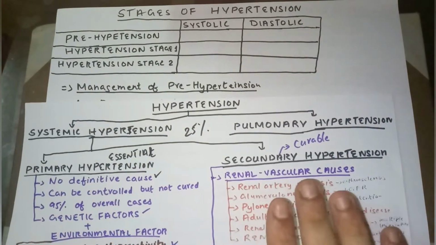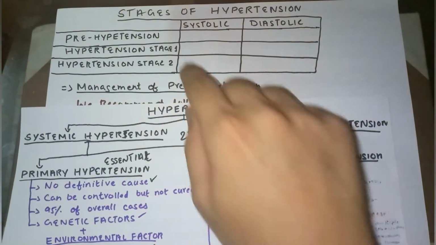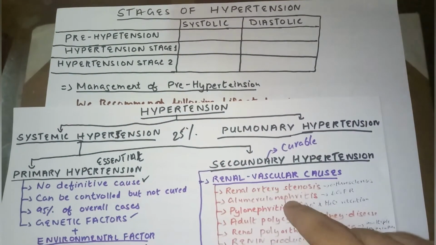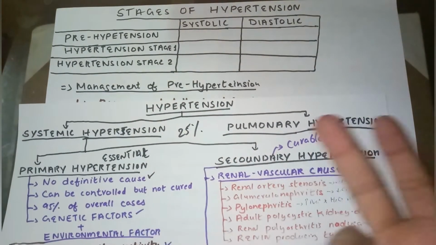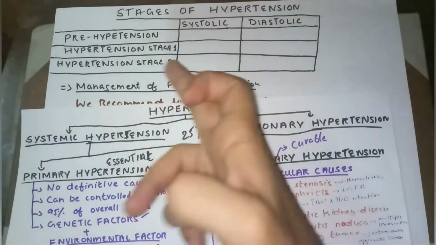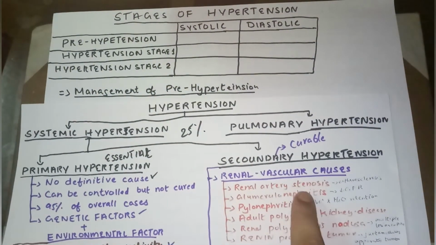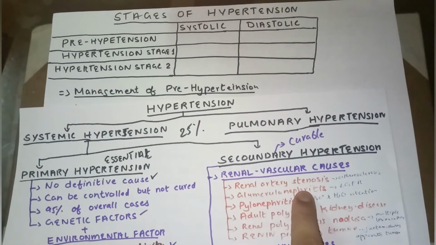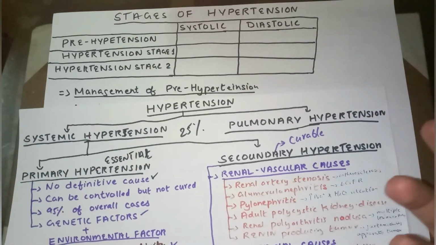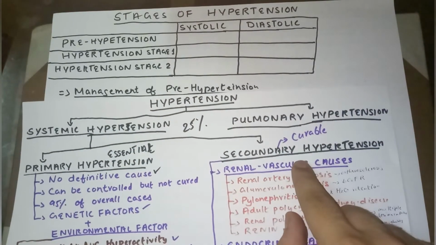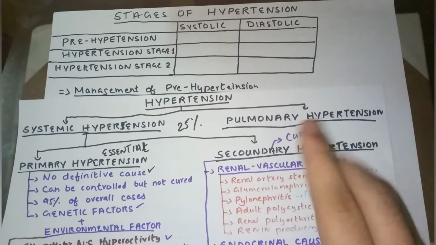For example, if someone has hypertension stage 1, it can be either secondary or primary, anyone can have any stage of this. Like if someone has, for example, hypertension stage 1 at 140 blood pressure, even if it is secondary or primary, the stage will be the same.